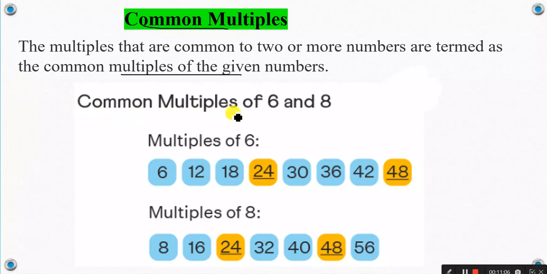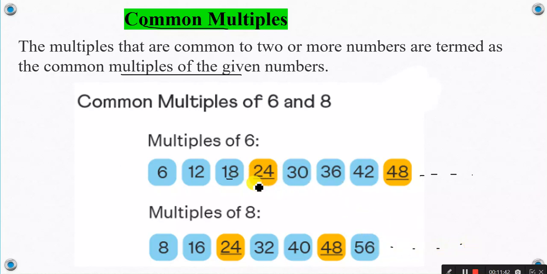For example, the common multiples of 6 and 8. Multiples of 6 are 6 times 1, 6, 6 times 2, 12, 6 times 3, 18, 6 times 4, 24, 6 times 5, 30. So it is continuous. It is non-stop. The multiples of 8 are 8 times 1, 8, 8 times 2, 16, 8 times 3, 24, 8 times 4, 32. So this is also continuous.